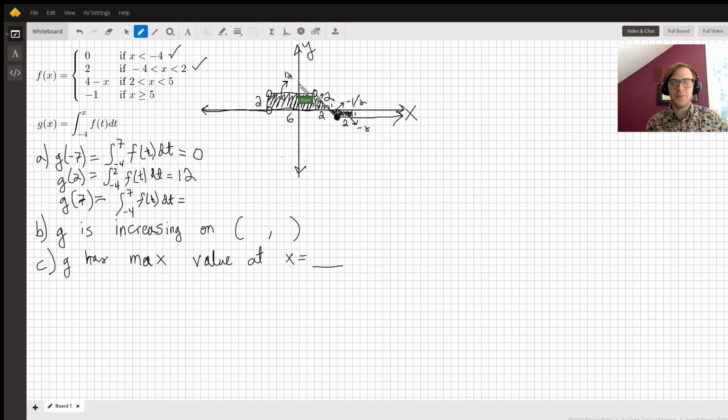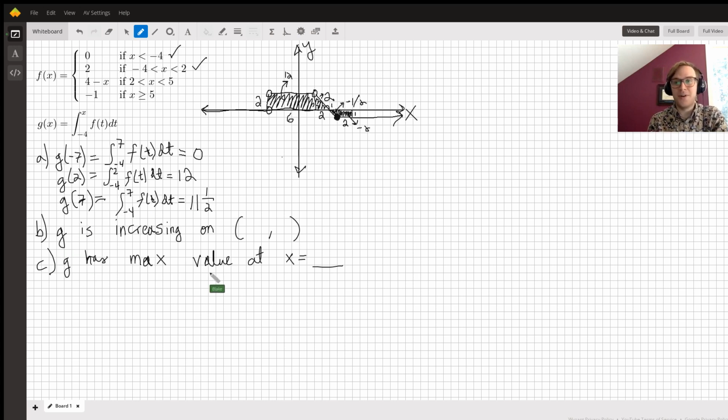So if we add all of this together, we get 12 plus 2 is 14, minus 1/2 is 13.5, minus 2 is 11.5. So that is the answer for part A. I didn't include all the other evaluations because there's just not enough time.